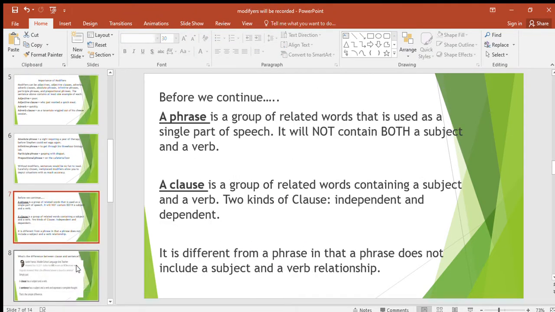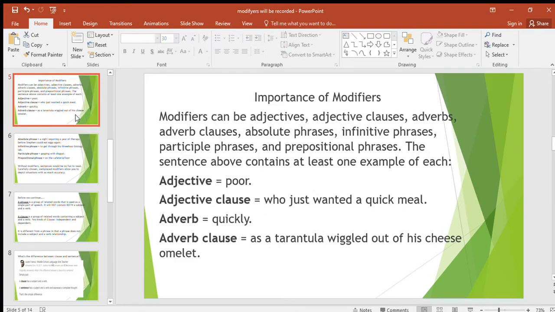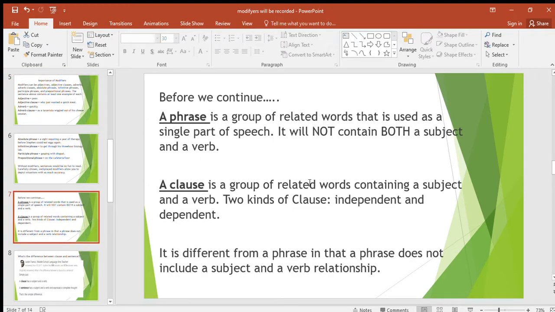Before we continue, although all of you know from previous lessons what the participle phrase, infinitive phrase, prepositional phrase, adjective clause, and adverb clause are, let's have a brief recap. When we say a phrase, it is a group of related words that is used as a single part of speech.